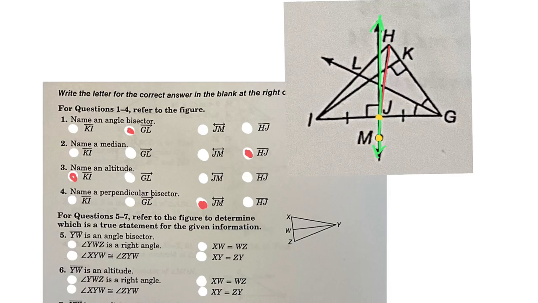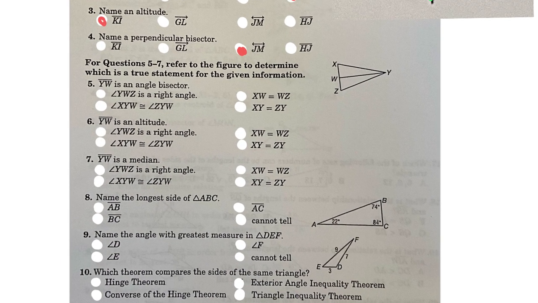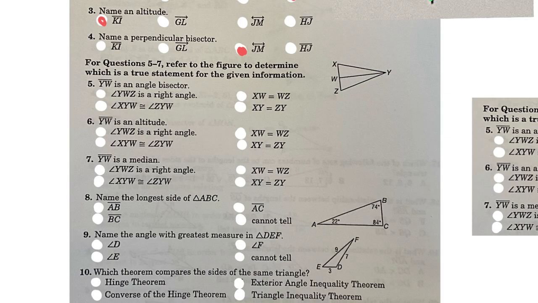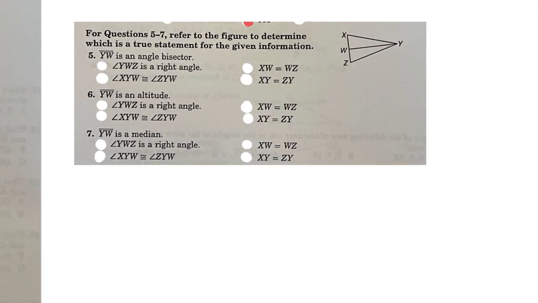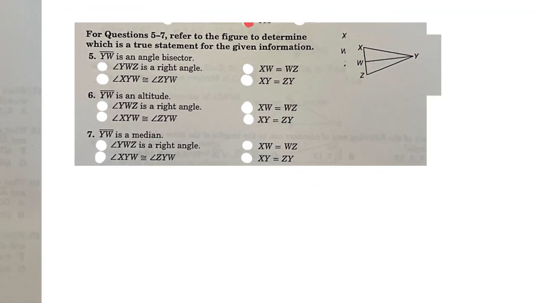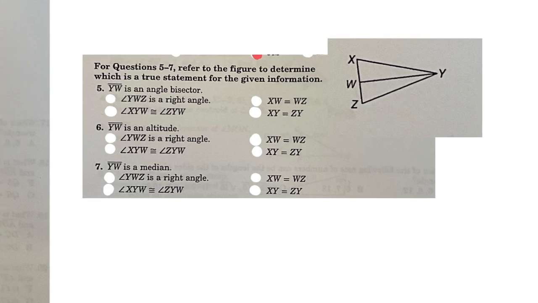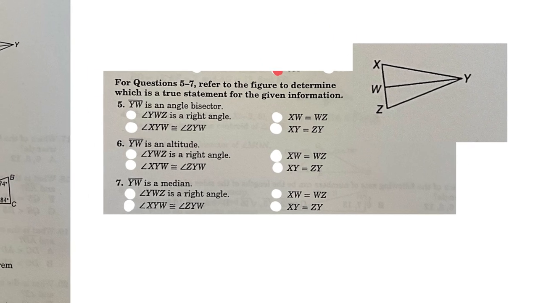That's right here. Okay. Looking at problem number five's directions: refer to the figure to determine which is a true statement for the given information. Okay, so we'll take this off to the side. So we are referring to this diagram here, right? This is saying WY is an angle bisector. So what they're saying is, if this is true, what else must be true?